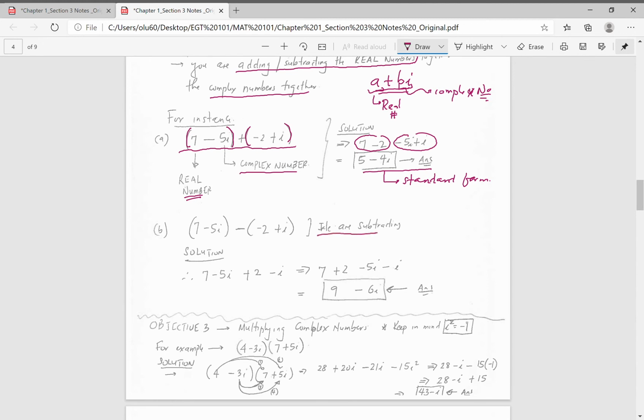Now, what if you want to subtract the two? Okay. Same expression, but now we're subtracting. In this case, we were adding. Now, in this case, we want to subtract them. Okay. So likewise, the same thing.